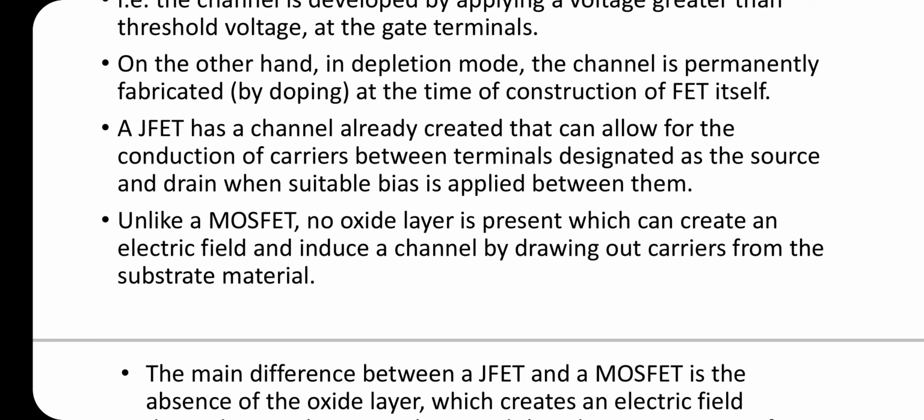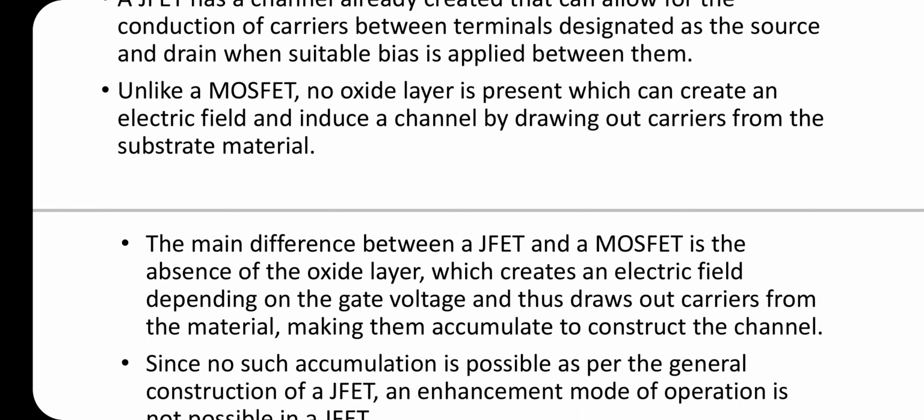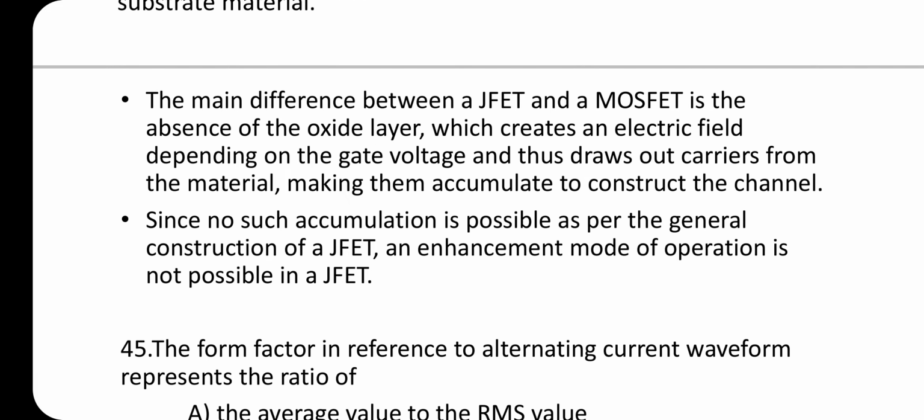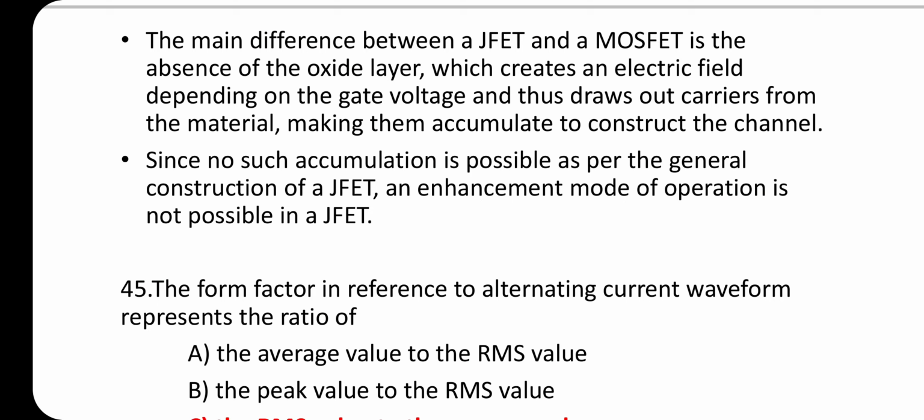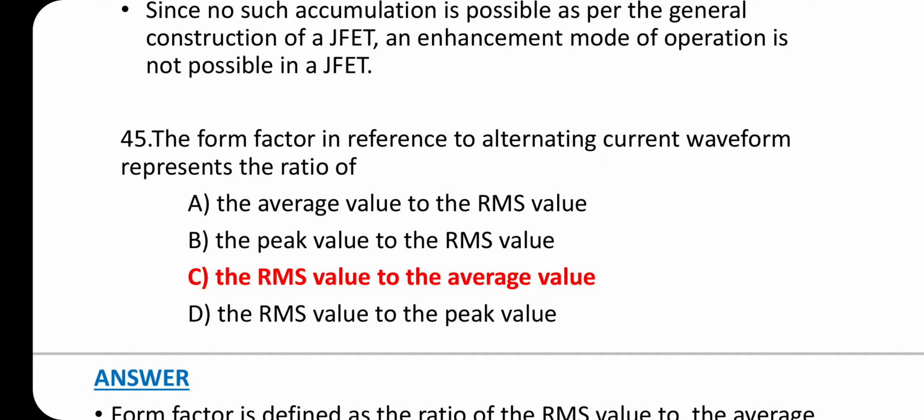that can allow for the conduction of carriers between terminals designated as the source and drain when suitable bias is applied between them. Unlike a MOSFET, no oxide layer is present, which can create an electric field and induce a channel by drawing out carriers from the substrate material. The main difference between a JFET and a MOSFET is the absence of the oxide layer, which creates an electric field depending on the gate voltage and thus draws out carriers from the material, making them accumulate to construct the channel. Since no such accumulation is possible as per the general construction of a JFET, an enhancement mode of operation is not possible in a JFET.